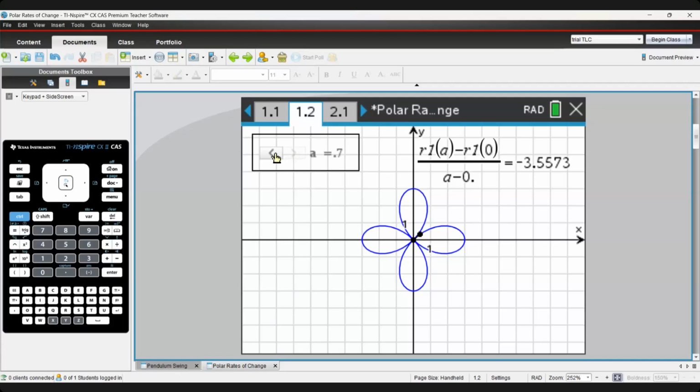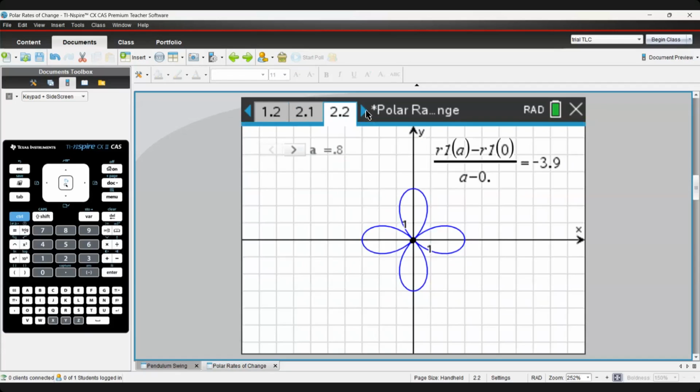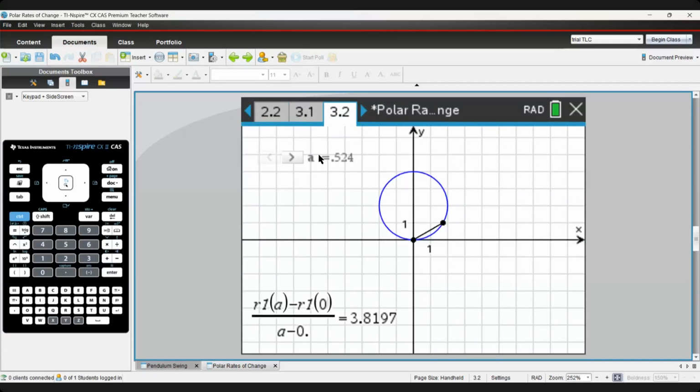Edward, you asked about could we see a cardioid on the exam? I would definitely think we could see a cardioid. We could see a rose. I don't think students are going to have to know what the type of curve is by the equation, but I think it's going to be more conceptual.